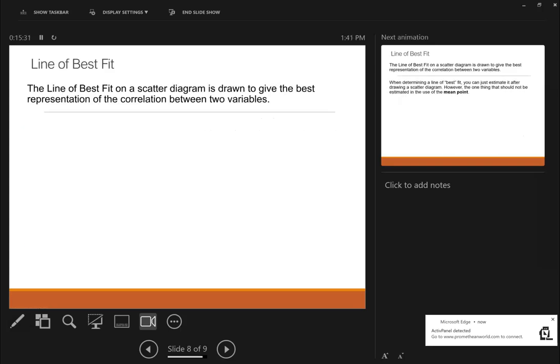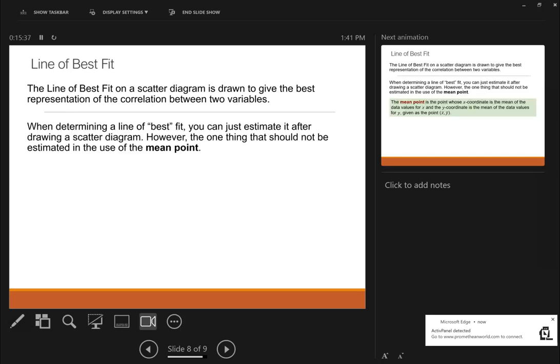The next thing we want to talk about is a line of best fit. So when we draw this line of best fit, this is a straight line that best approximates our data. So this is going to be a straight line that we could write a function for that is the best possible linear approximation for our data.